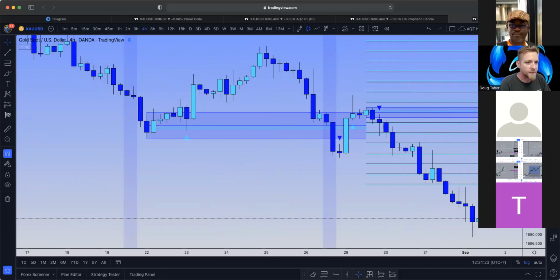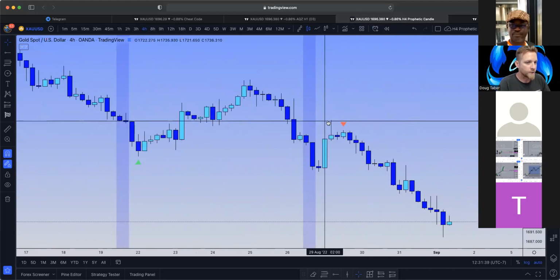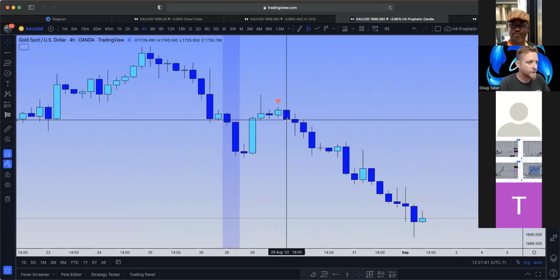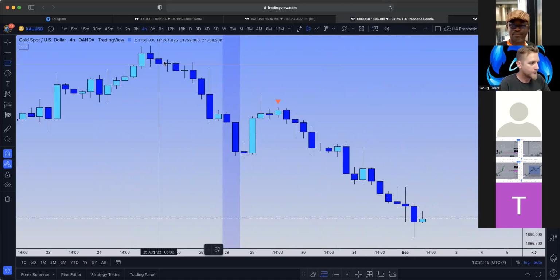This would be the indicator that I use for that trading method, which is a $49 a month subscription, or you can use this free prophetic candle indicator. It'll point at the candle that you need to fib every week.